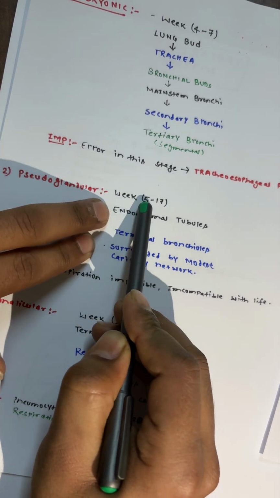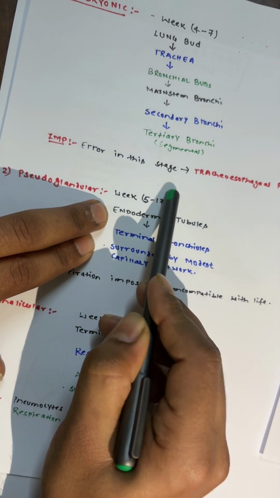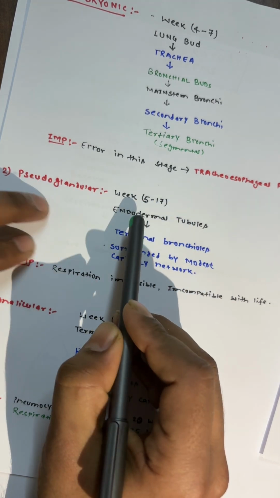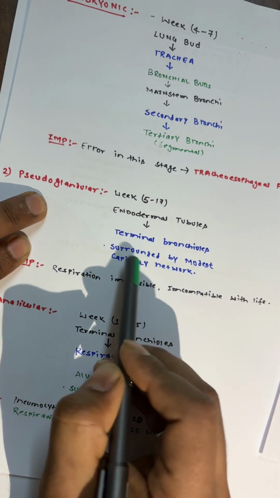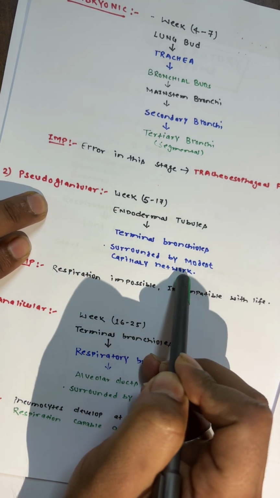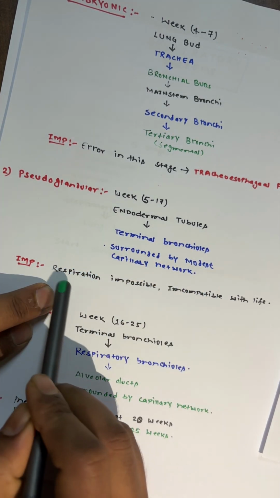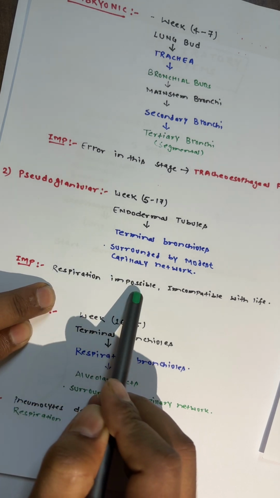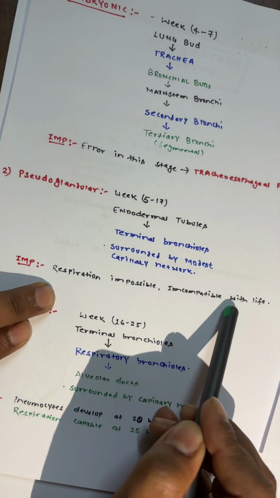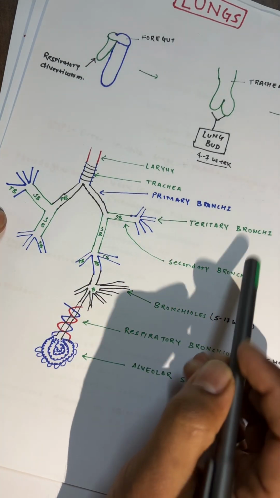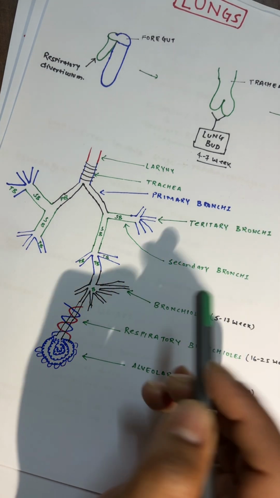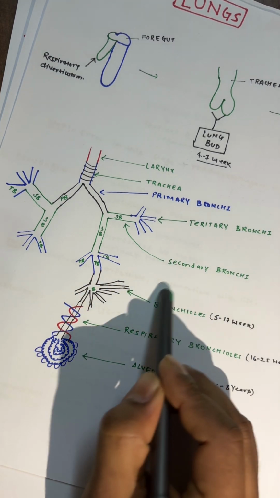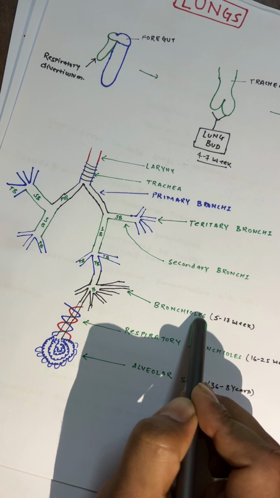Now we'll talk about the second stage, that is pseudoglandular. It starts in the fifth week of development and lasts till the 17th week. In this stage, endodermal tubules form, then terminal bronchioles, which are surrounded by a modest capillary network. But infant respiration is not possible in this stage. They are incompatible with life. So when we look at this diagram, up to the tertiary bronchi form in the embryonic stage, but in the pseudoglandular stage, these terminal bronchioles form.